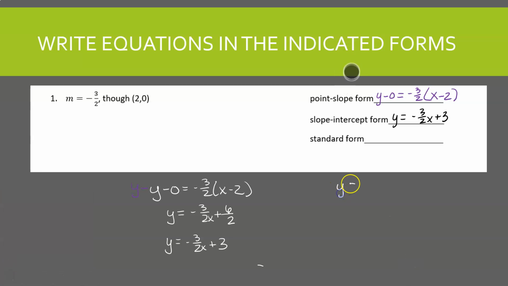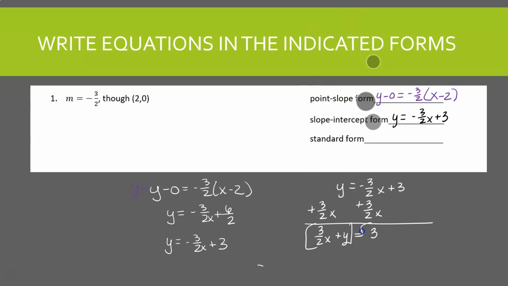So here's where I stood after I put it into slope-intercept form. So I'm going to add that 3 halves x to each side. So I have 3 halves x plus y equals 3. Got to get rid of that fraction. Can't have fractions in standard form. I'm going to multiply by 2. So I have 3x here plus 2y equals 6.